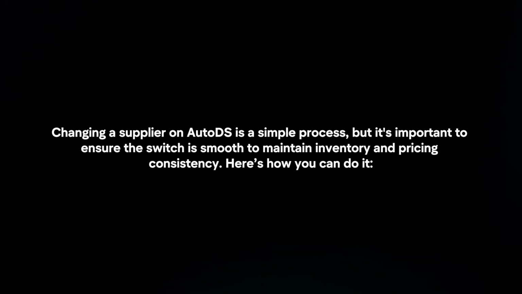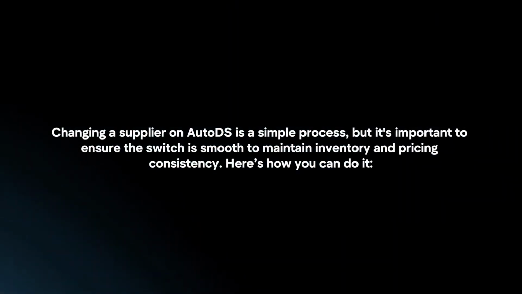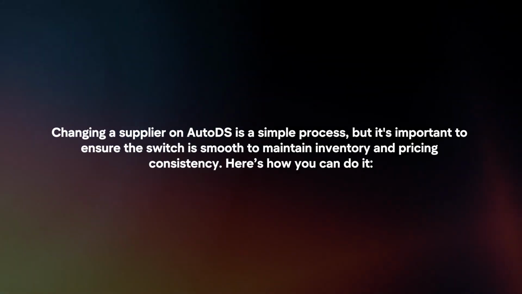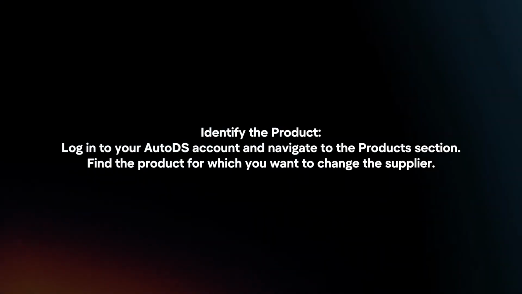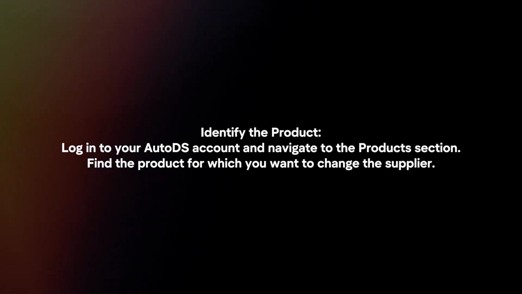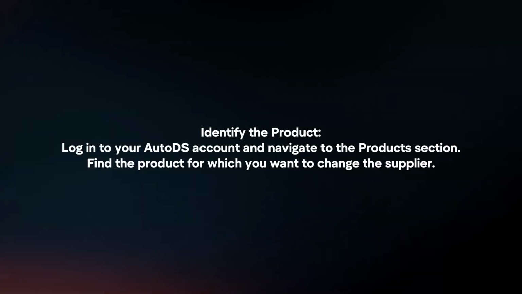Changing a supplier on AutoDS is a simple process, but it's important to ensure the switch is smooth to maintain inventory and pricing consistency. Here's how you can do it. Identify the product. Log into your AutoDS account and navigate to the product section. Find the product for which you want to change the supplier.